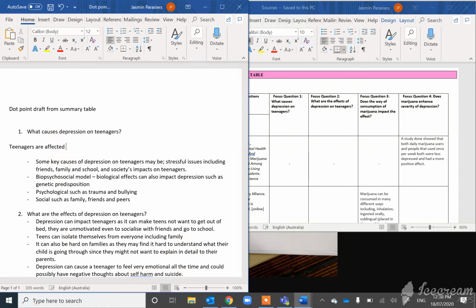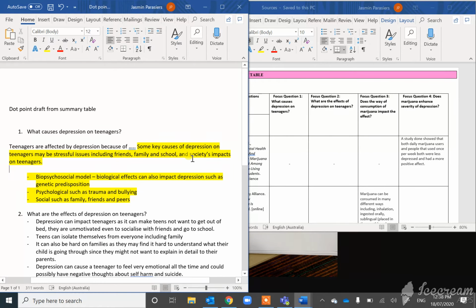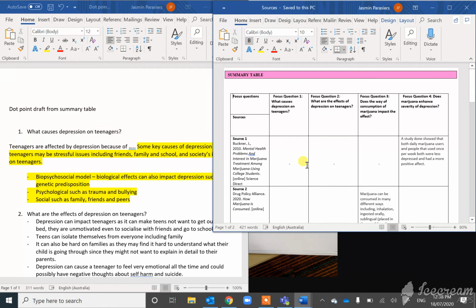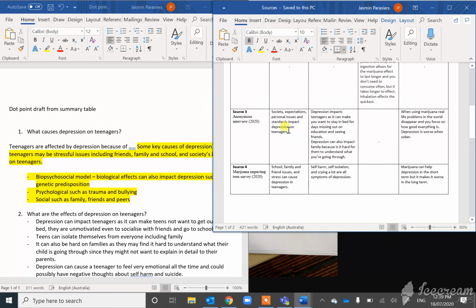Teenagers are affected by depression because of ... And then we can actually put in this information. So we can say, next sentence, this person could actually use that as their sentence. Maybe stressful issues, including yada, yada, yada. Now, because I've made that sentence, I now need evidence that proves this point. So I need to go over to my sources and I need to actually look at an anonymous interview who is going to give us this. So hopefully there's a quote.